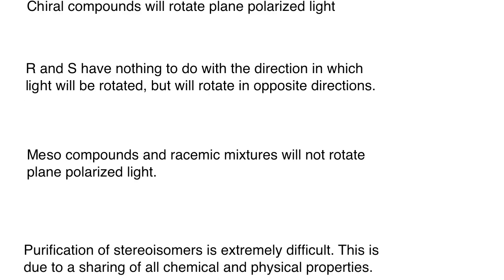Okay, now here's where a lot of students tend to get confused. R and S, the designations we've been working with, have nothing to do with the direction in which the light will be rotated, but they will rotate in opposite directions. So in other words, R and S will rotate light in equal and opposite directions of one another.